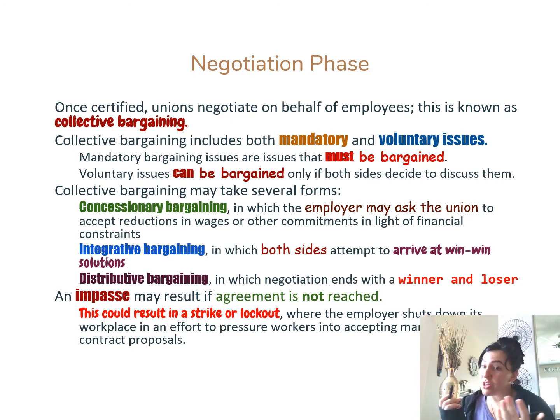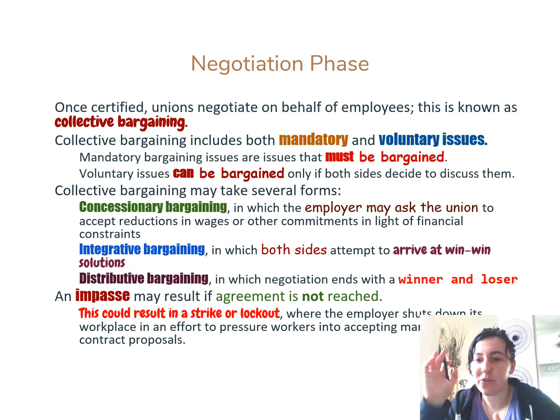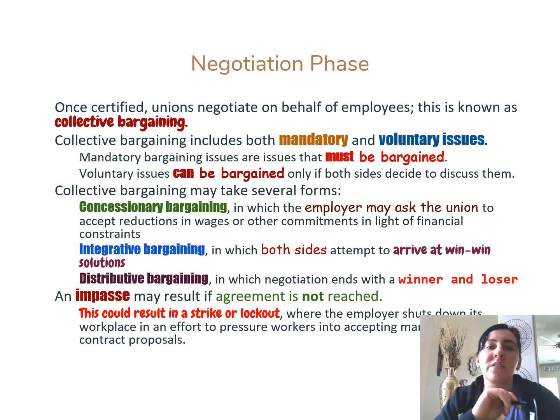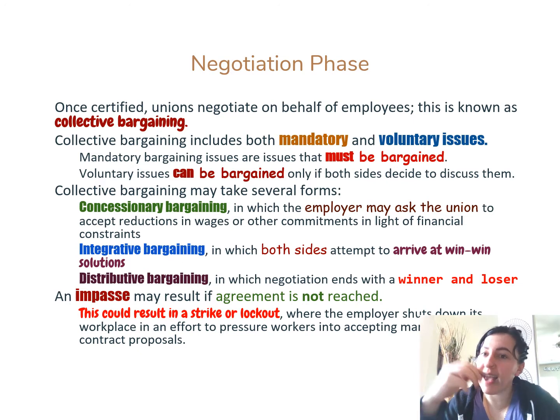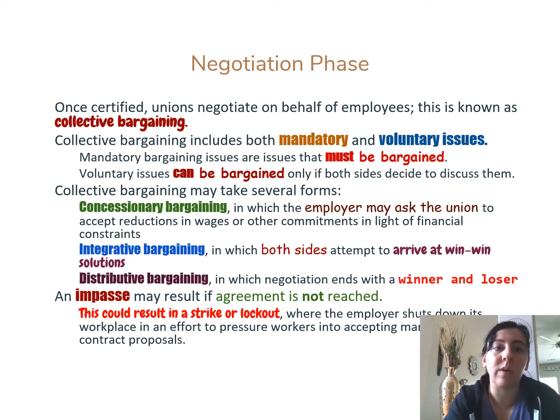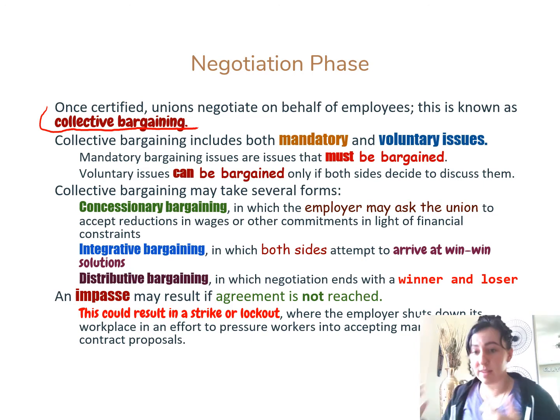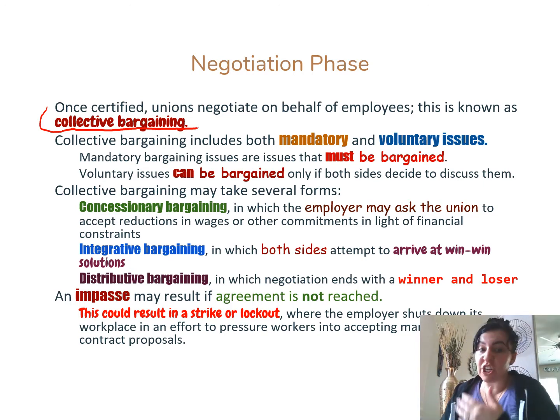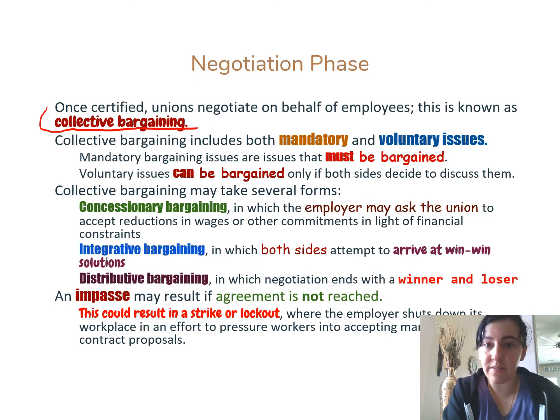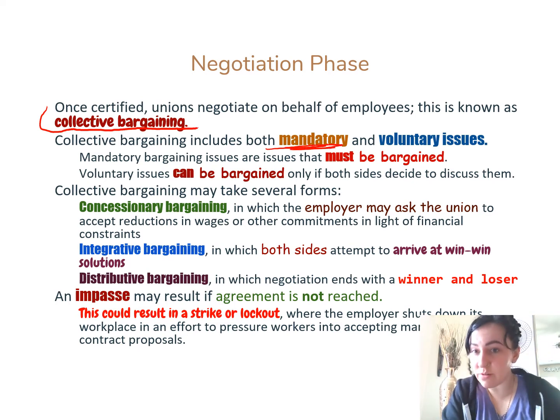So once you're certified as a union, the union can start bargaining or negotiating for the employees. Once you're certified, unions negotiate on behalf of the employees, and this whole negotiation thing is known as collective bargaining. The types of topics that you negotiate with the employers are going to either be mandatory issues, or they can be voluntary issues.